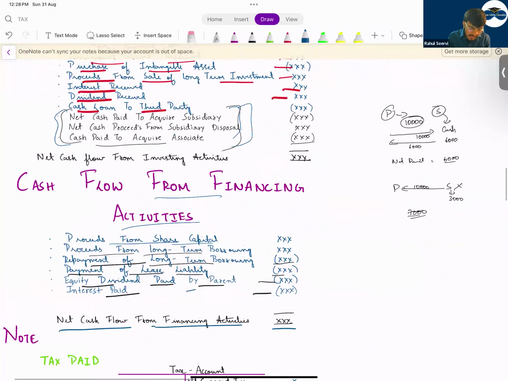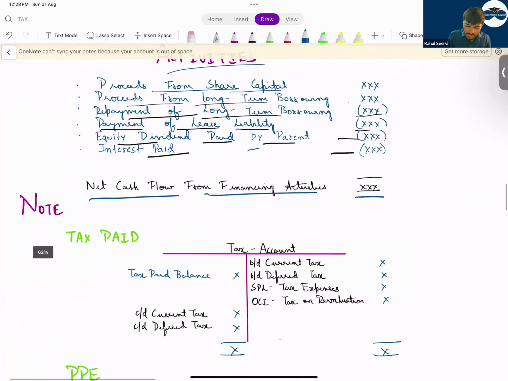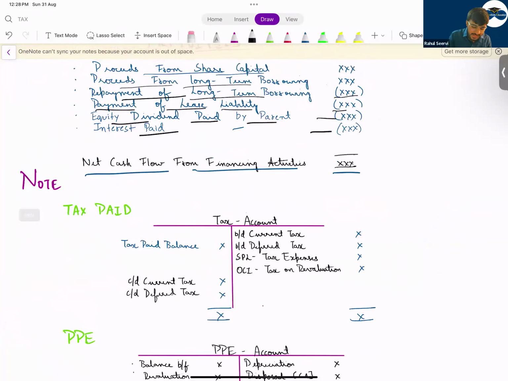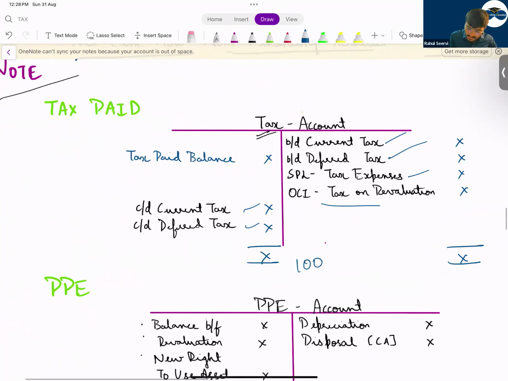Now see here. This is the way you have to prepare your T account, ledger account, to calculate the difference. So the tax account, why do we do it? To calculate the tax paid. So current tax, deferred tax, opening, closing you record. During the year, what is the tax expense? And in OCI, whatever deferred tax you record, you will consider that here. And on this side, if this balance is 100 and this is 120, that means you have to do the adjustment on the debit side. So 20 is the tax paid. This you will reduce in the operating category, the calculation which we do.